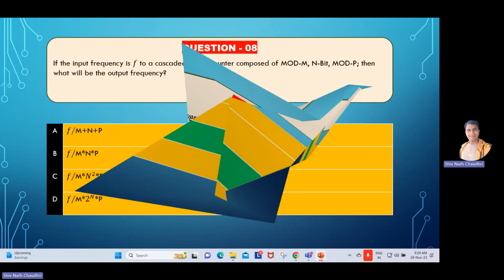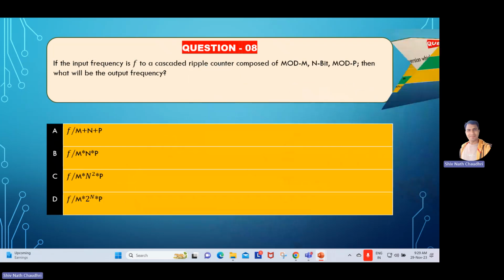Question number 8: if the input frequency is F to a cascaded ripple counter composed of mod M and N bit mod P, then what will be the output frequency? First of all, pay attention to this thing. The first cascaded counter is mod M. The second one is N bit. You have to calculate the mod of this counter. If an N bit ripple counter is there, then what is the mod?